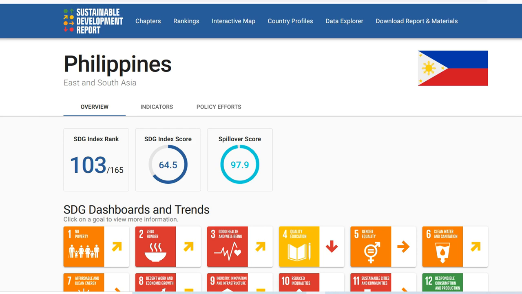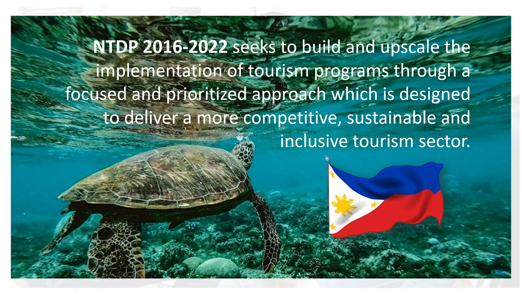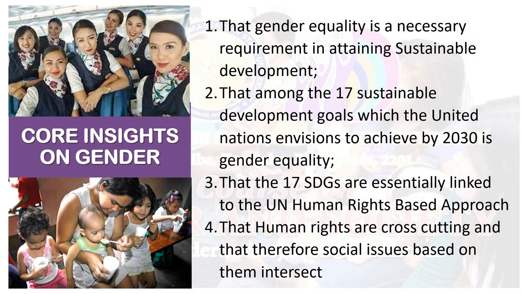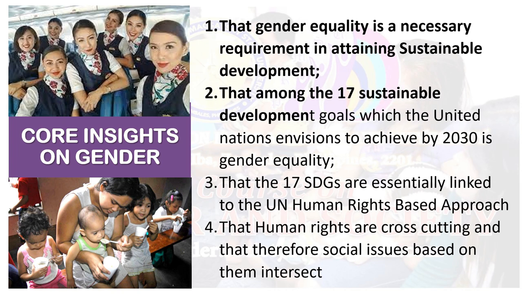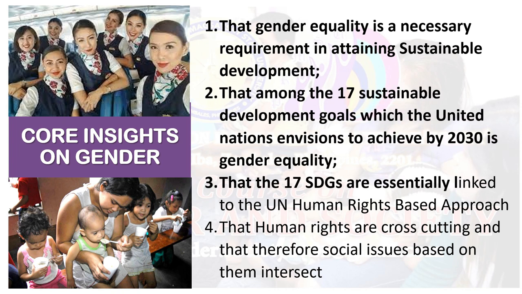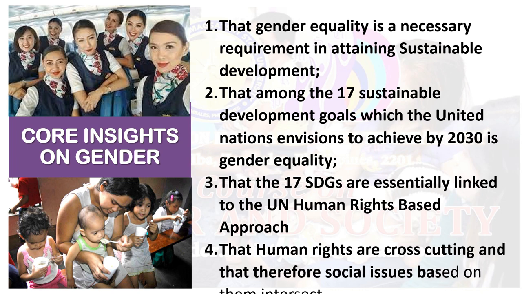To get our heads clear and focused on how to use gender to analyze, recall your past lessons wherein the following had been made clear. 1. That gender equality is a necessary requirement in attaining sustainable development. 2. That among the 17 sustainable development goals which the United Nations envisions to achieve by 2030 is gender equality. 3. That the 17 SDGs are essentially linked to the UN human rights-based approach. 4. That human rights are cross-cutting and that therefore social issues based on them intersect.